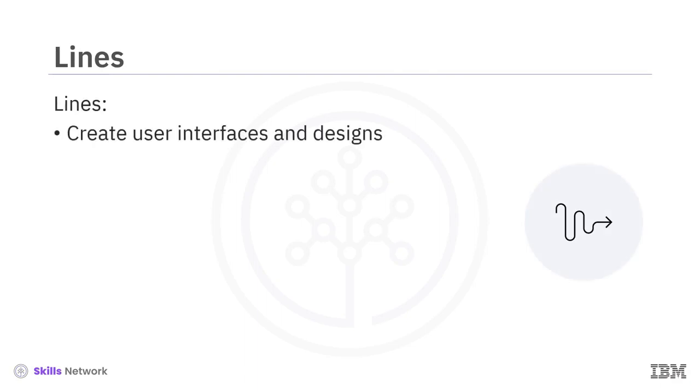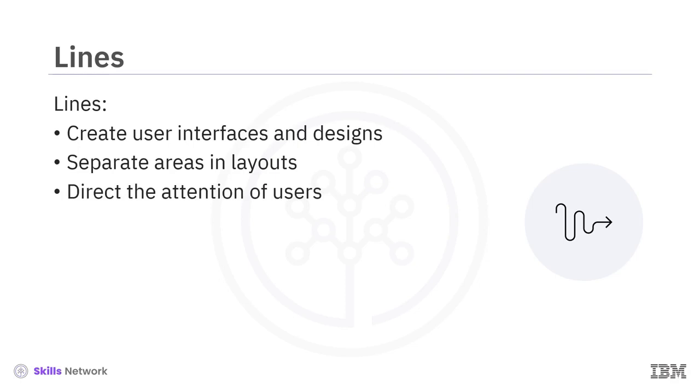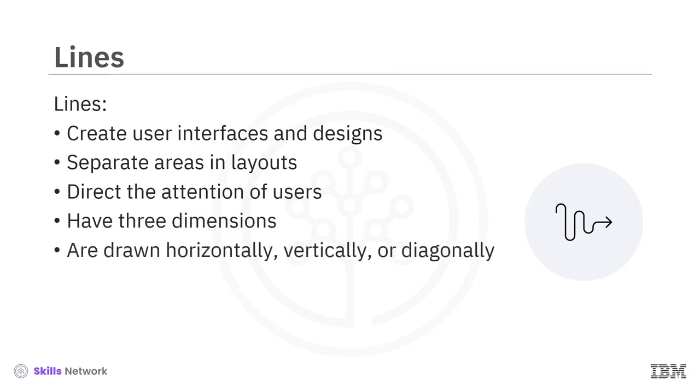Lines are crucial for creating user interfaces and design. They help separate areas in layouts and direct the attention of users. Lines have three dimensions. These include length, width, and direction. Lines can also be drawn horizontally, vertically, or diagonally. Designers can draw straight lines, which are not curved or angled. Curved lines bend or curve in various shapes, whereas angled lines join to create shapes.